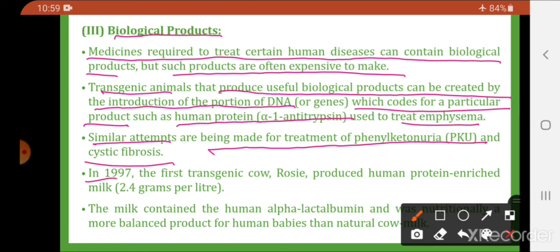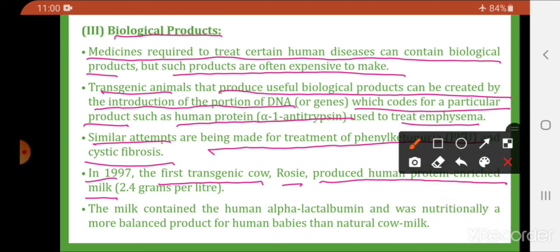In 1997, the first transgenic cow, Rosie, produced human protein enriched milk. Okay, 1997 में रोजी काउ, it is a first transgenic cow, and that cow it produced the milk which was having the human protein, and the quantity of that was 2.4 gram per liter. The milk contained the human alpha-lactalbumin and was nutritionally a more balanced product for human babies than the natural cow milk.